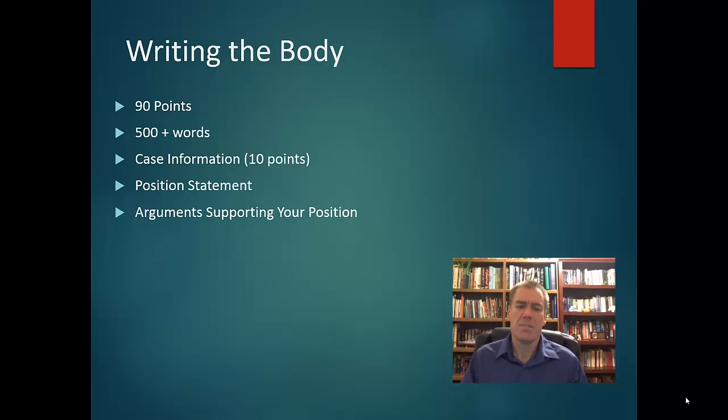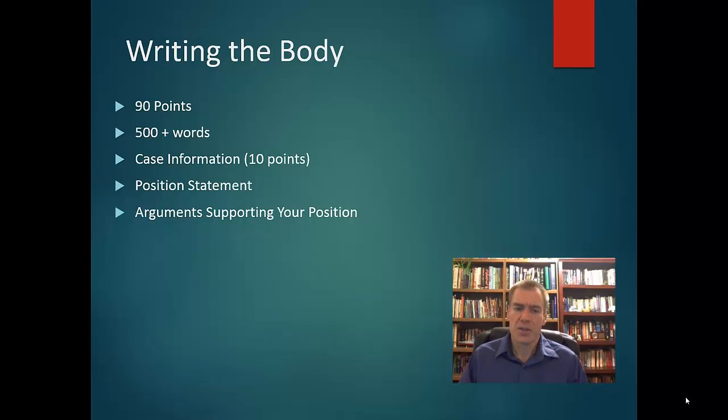Now, the body is the main part of the paper. It's worth 90 points, and it should be about 500 words. Not because I brutally and rigorously enforce a word count. It's because to make a decent argument, you're going to need at least 500 words, probably 750, perhaps more. But as a minimum, shoot for at least 500.